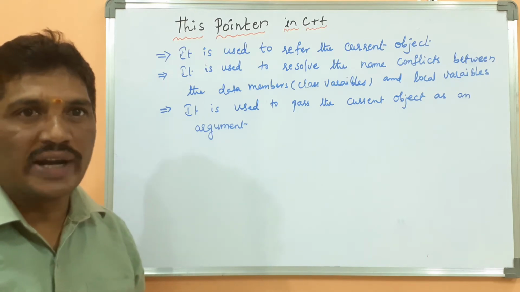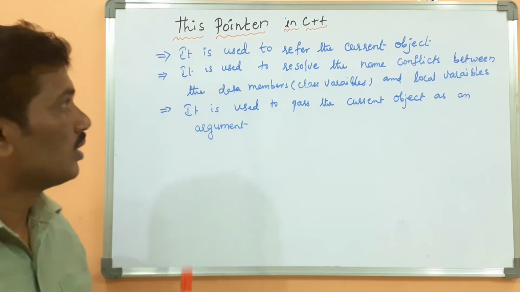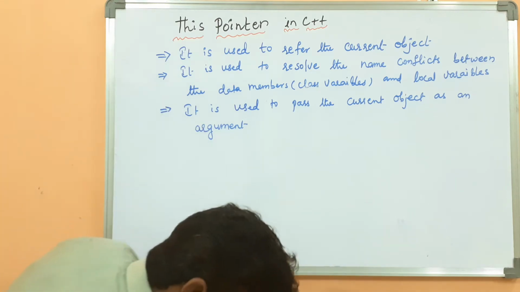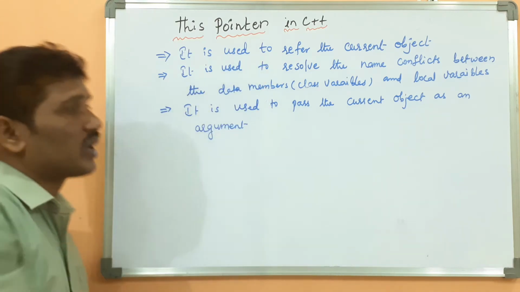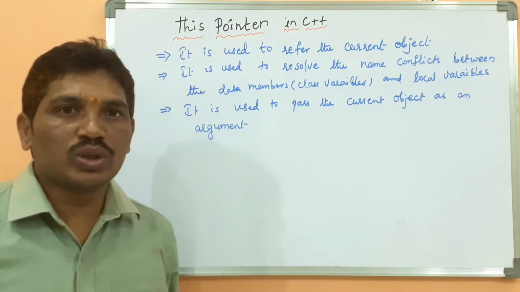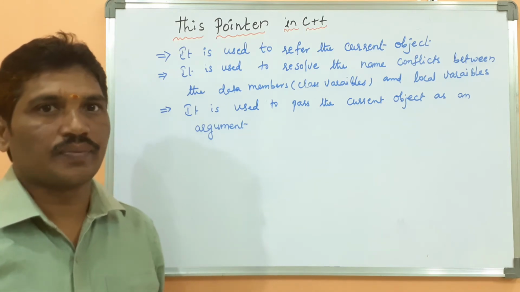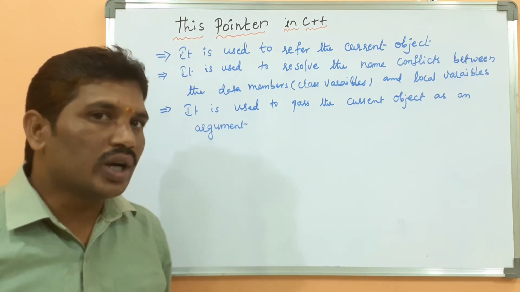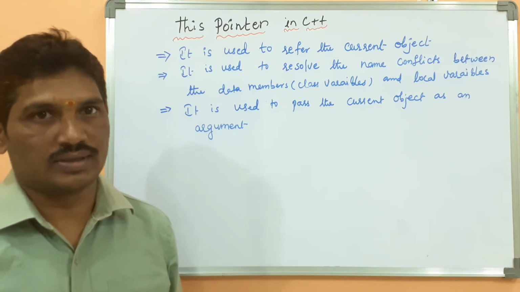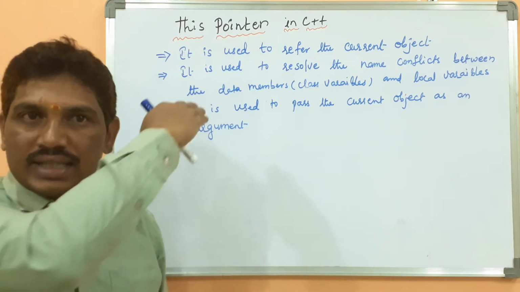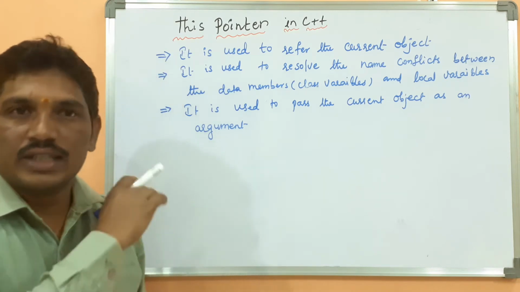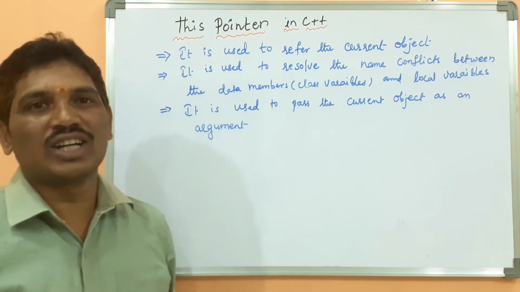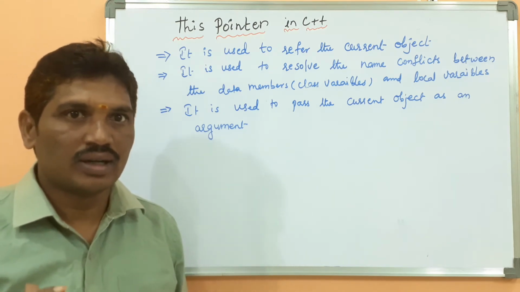I don't want to talk about the ordinary pointer. What is this pointer? Just look at these statements about it. It is used to refer to the current object, because you are able to create a number of objects of the same class. Suppose you create 100 objects of this class, how should you identify the current object? By using the this pointer, which refers to the current object of a class. I hope it is clear.